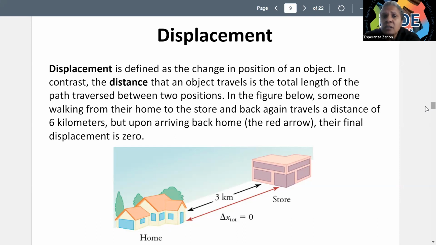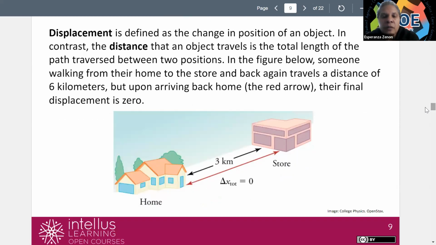Distance, on the other hand, just looks at the total length that the object has moved. So you follow the object around and measure how far it's going. Displacement, you look at where it started and where it stopped. Distance, how far did it go? The simple example that they give here can highlight the difference between the two. If somebody goes from home to the store, that distance is 3 kilometers.